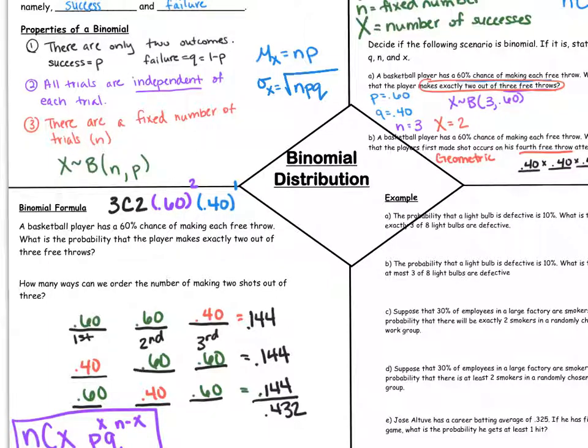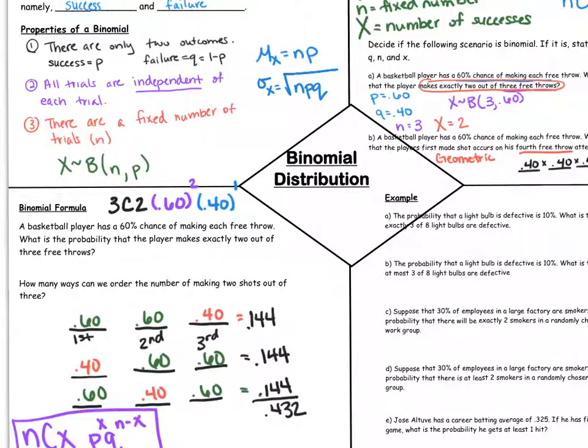Standard deviation is the square root of NPQ. So you take the expected number multiplied by the failure rate, and then take the square root of that. That'll give you the standard deviation. I forgot to talk about that a second ago.